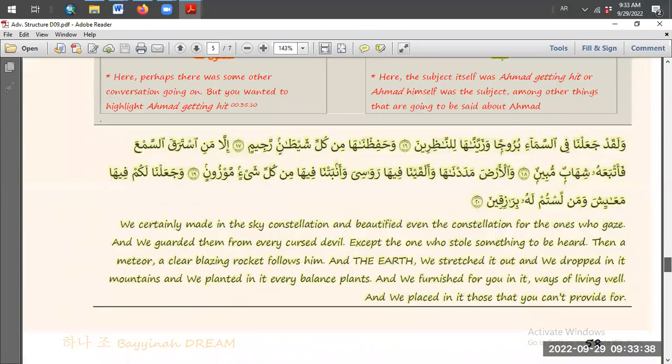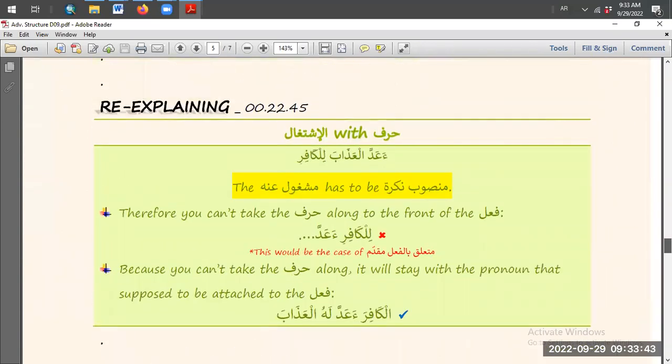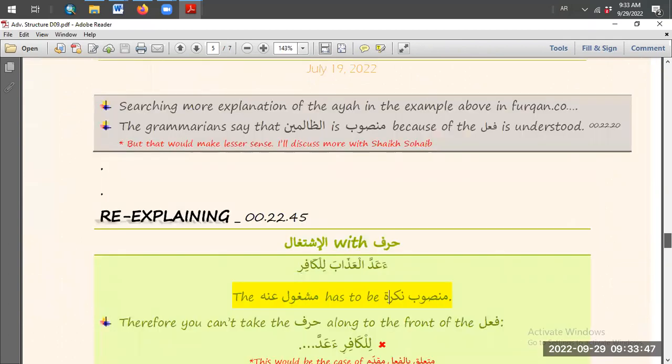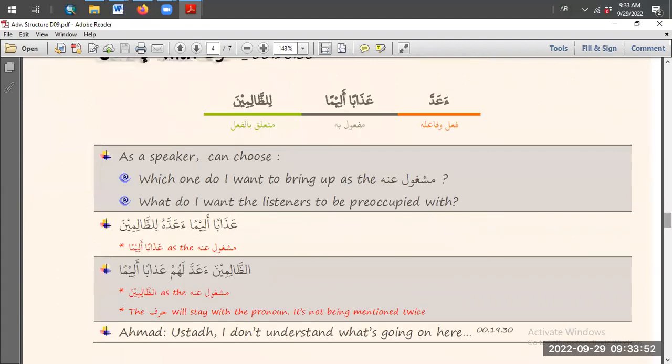Okay, so here adda is the fi'l madi, and the subject is huwa. Adaban aliman is a maf'ul bihi. What did he prepare? He prepared a painful punishment. And lil-zalimina is a muta'alliq bil-fi'l. For the wrongdoers. Now, there are two details here. One detail is a maf'ul bihi, one is a muta'alliq bil-fi'l. I, as a speaker, can decide which one I want to make ishtighal of. What do I want the listeners to be preoccupied with? And so I'll give you both options.